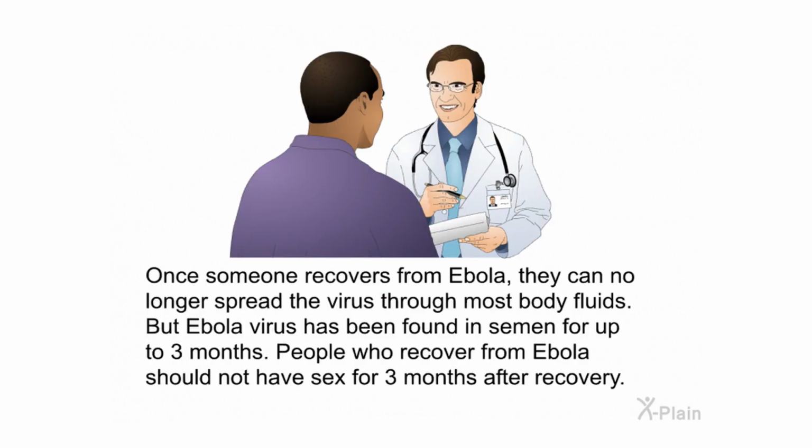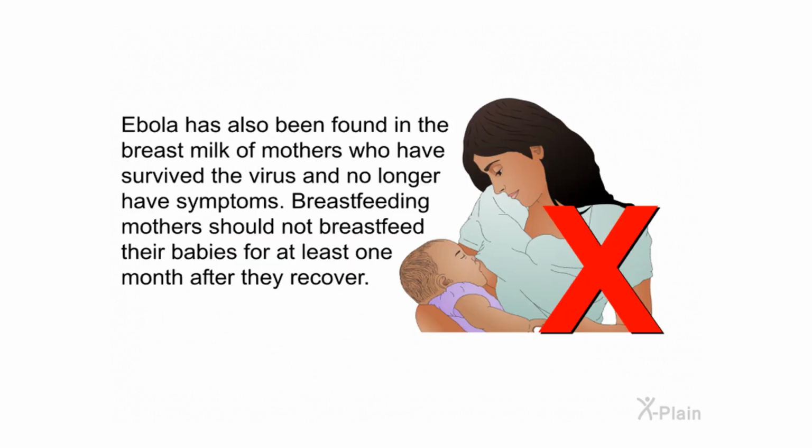Once someone recovers from Ebola, they can no longer spread the virus through most body fluids. But Ebola virus has been found in semen for up to 3 months. People who recover from Ebola should not have sex for 3 months after recovery. Ebola has also been found in the breast milk of mothers who have survived the virus and no longer have symptoms. Breastfeeding mothers should not breastfeed their babies for at least 1 month after they recover.